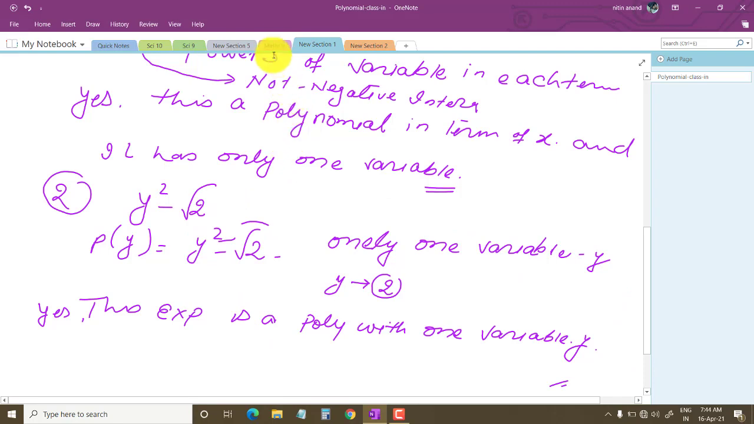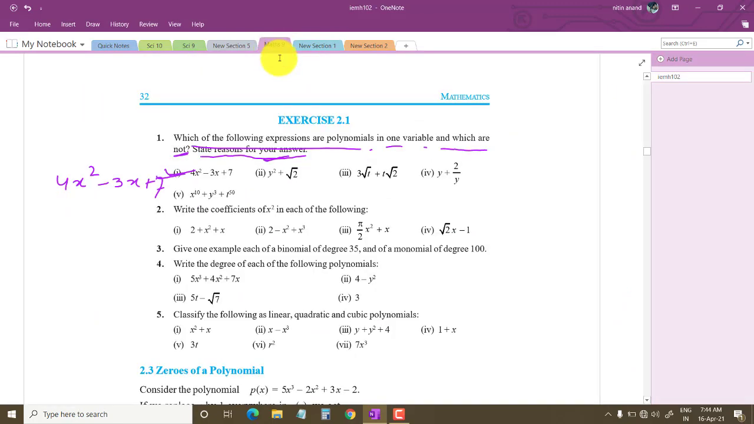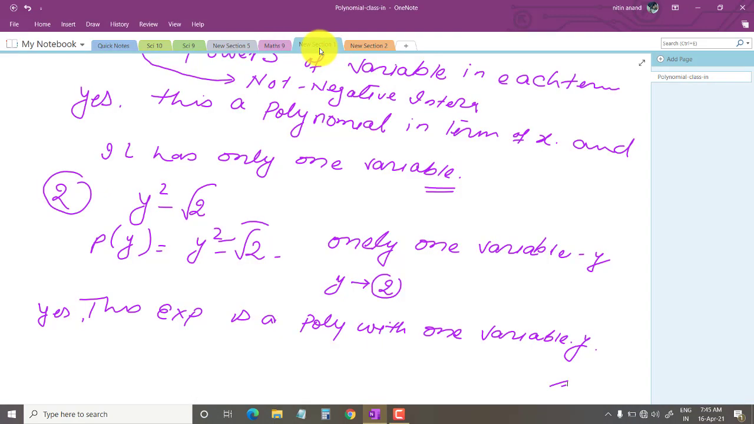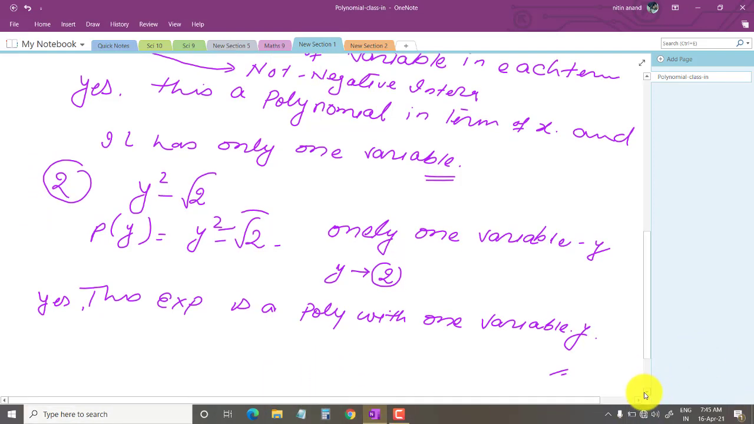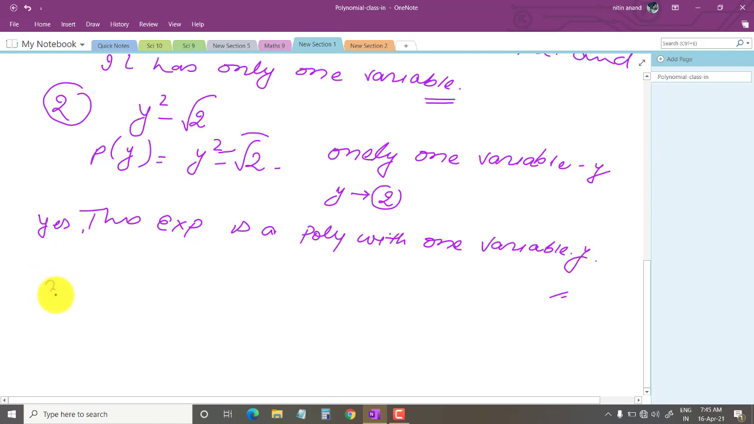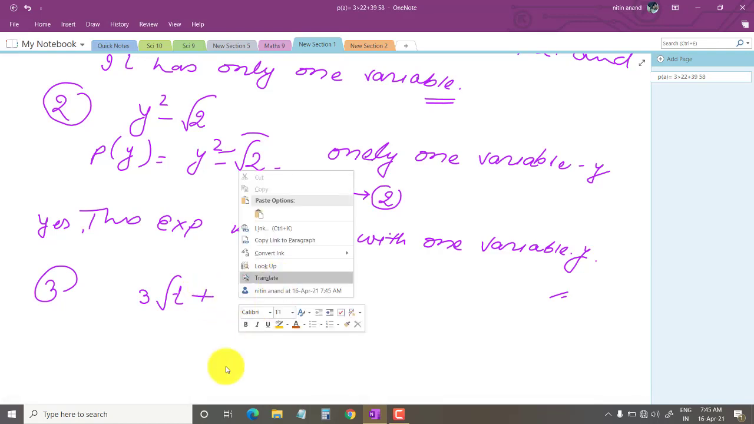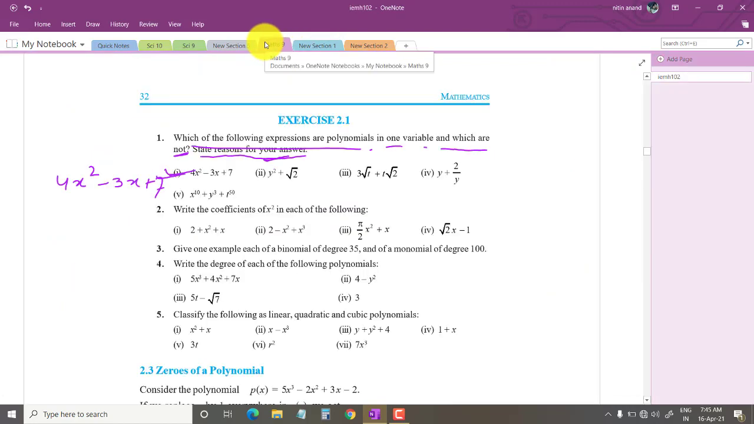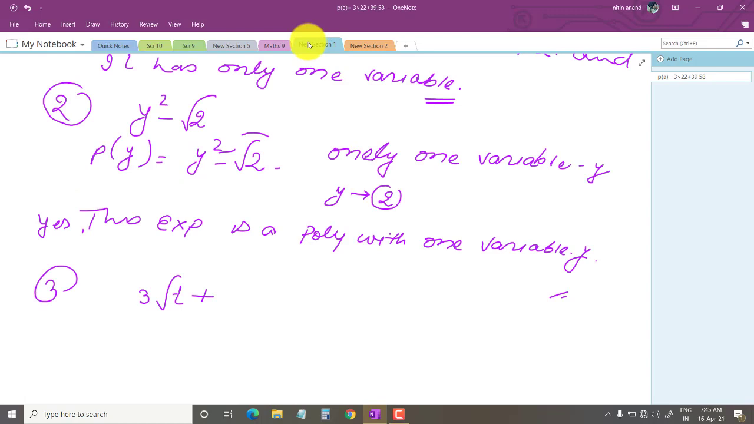Now we will see the third question of our book. Question number 3 is 3 root t plus t root 2. Now we will see whether this expression is a polynomial or not.